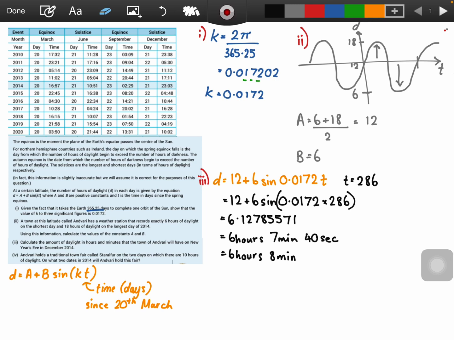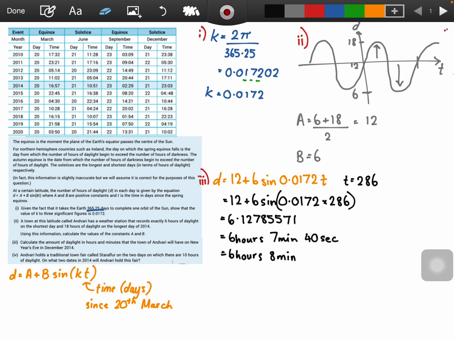And then the last question says, Anvari holds a traditional town fair called Staralfer on the 2 days on which there are 10 hours of daylight. On what 2 dates in 2014? So it's given us a massive hint here.